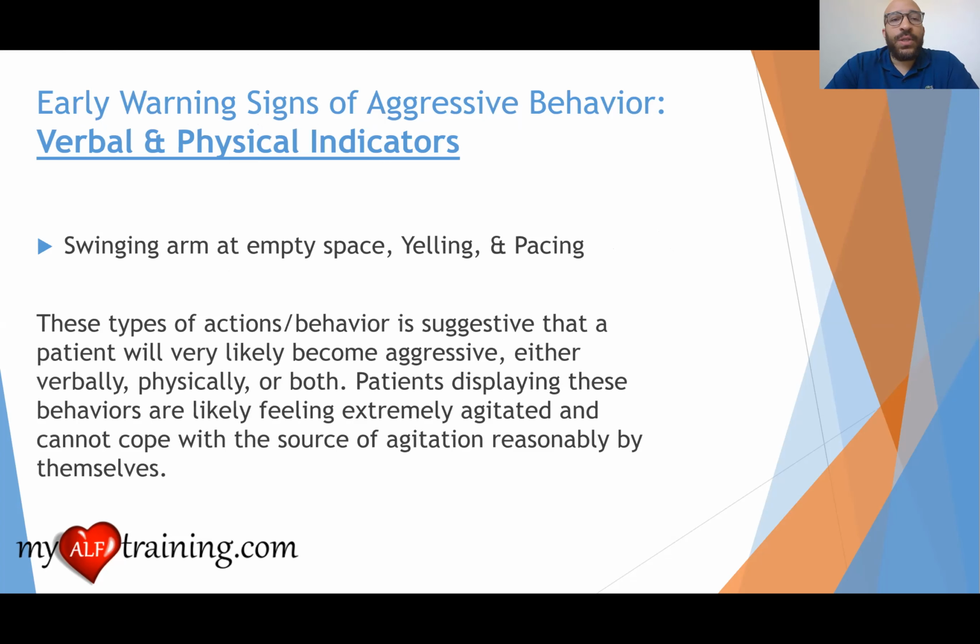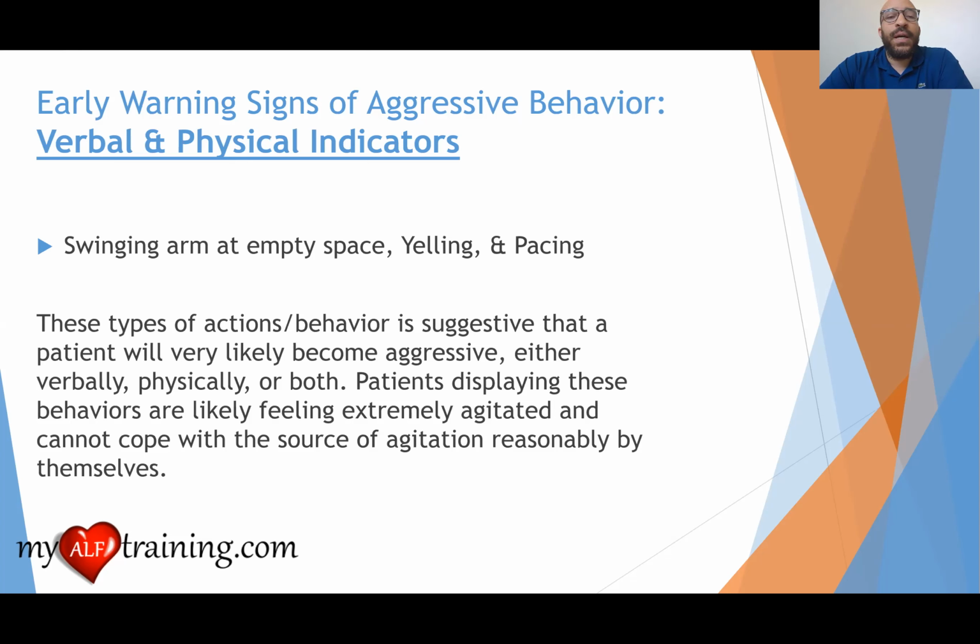Let's see, early warning signs of aggressive behavior, verbal and physical indicators. So if you see, I started off with social, then cognitive, and now verbal and physical. So verbal and physical is right before we usually see some type of aggressive behavior. So I'm just kind of escalating things. If it gets to this stage, it's most likely aggressive behavior may follow.